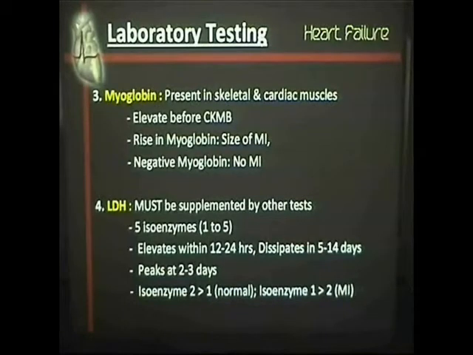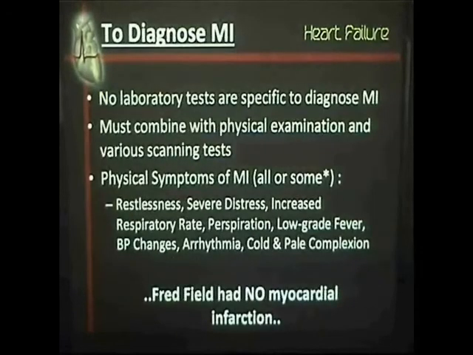LDH has 5 isoenzymes, 1 to 5, and is eliminated within 12 to 24 hours and dissipates within 5 to 14 days. If isoenzyme 2 is greater than 1, the condition is normal. If isoenzyme 1 is greater than 2, it indicates MI has occurred. Now I'll pass on to Sue to talk about how to diagnose MI.